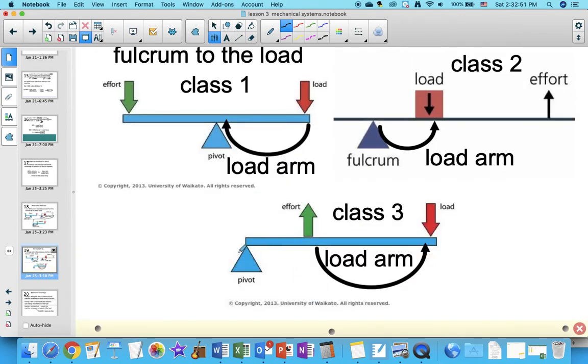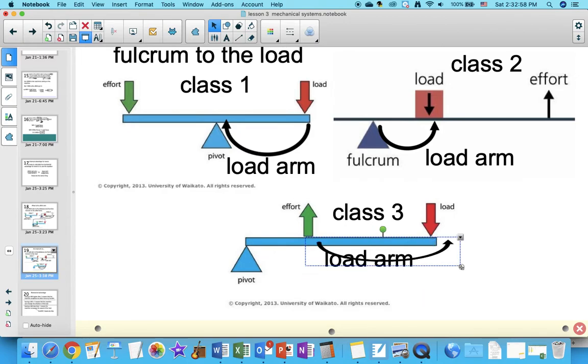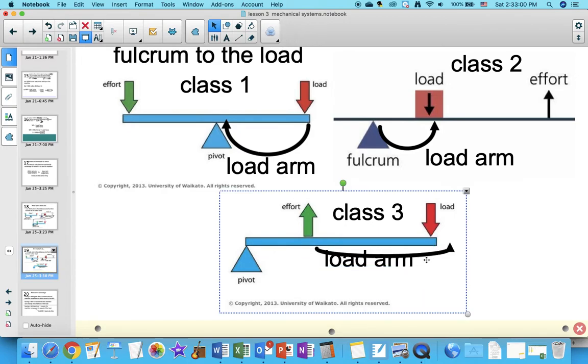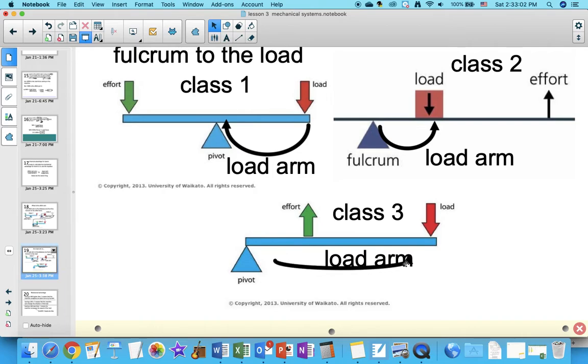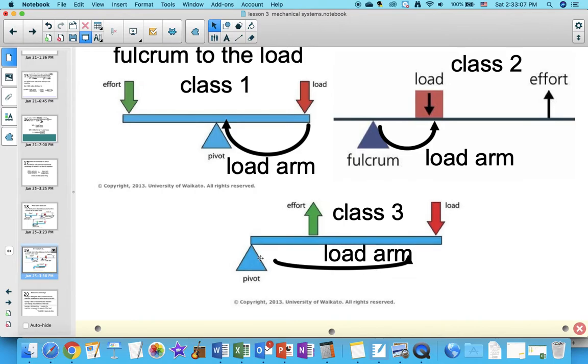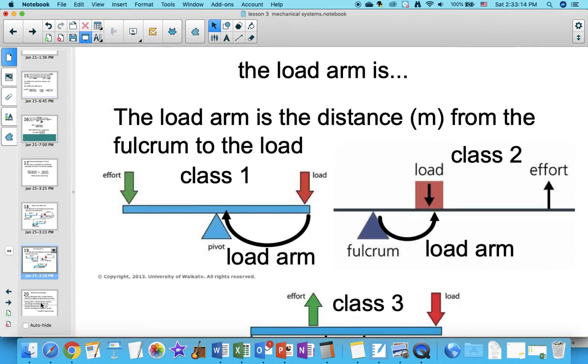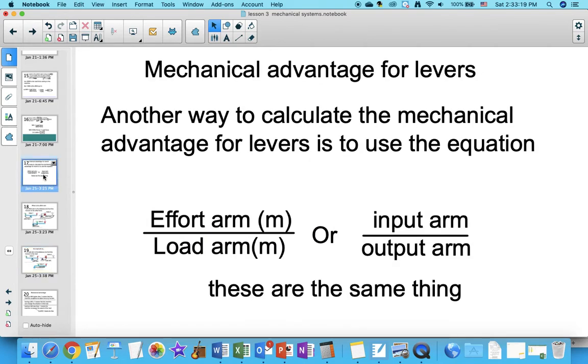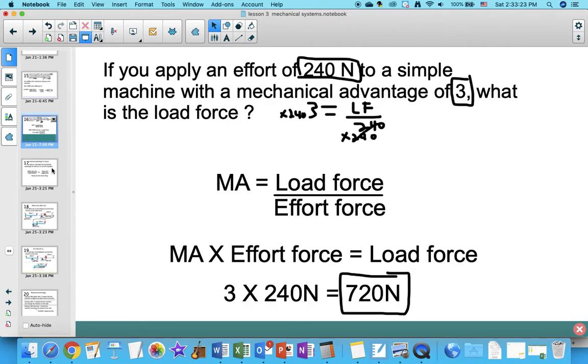The load arm, sorry, that's a mistake. The load arm is much longer. So it's about that long, all the way from the fulcrum to the load, while the effort arm is from the fulcrum to the effort force. So you can calculate mechanical advantage using effort arm over load arm, or load force over effort force.